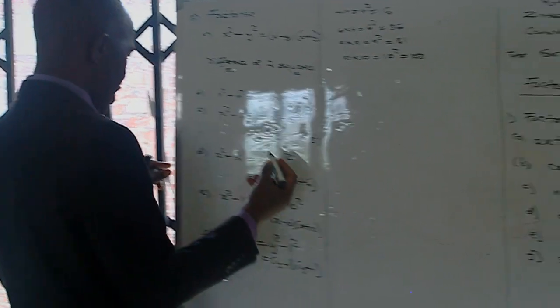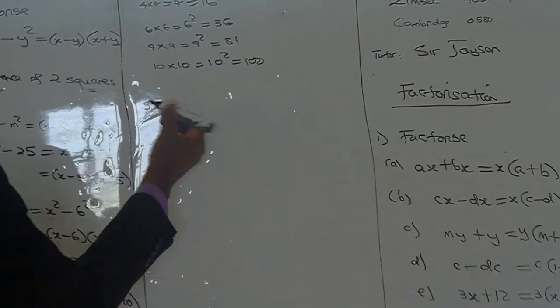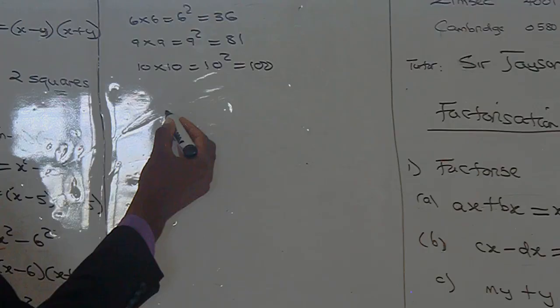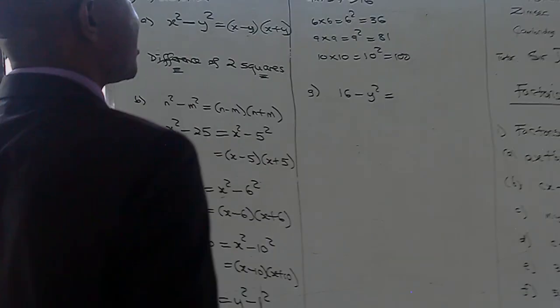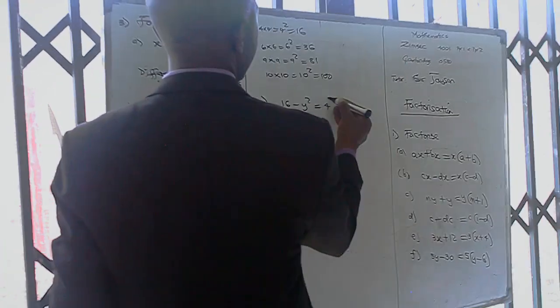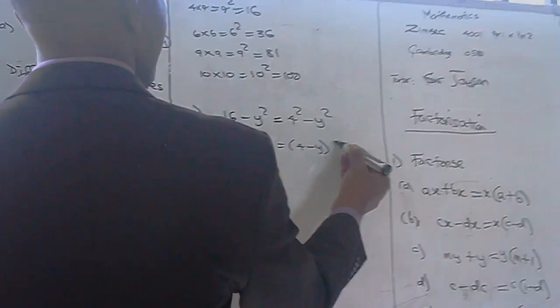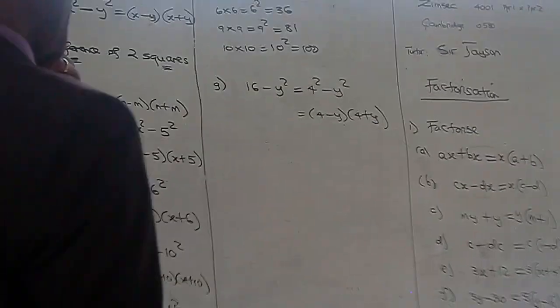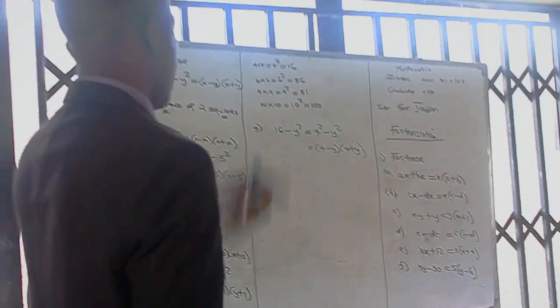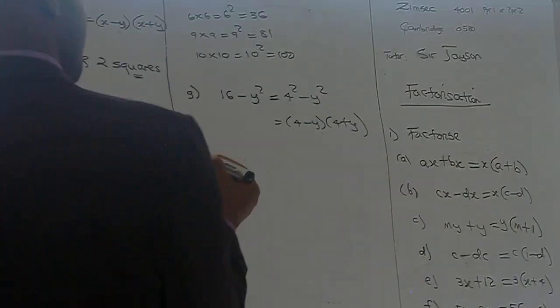So now we look at example G. Factorize 16 minus y squared. We know that 16 is 4 squared. So we start with 4 squared, subtract y squared. Then we have 4 minus y bracket 4 plus y. Then we have h.